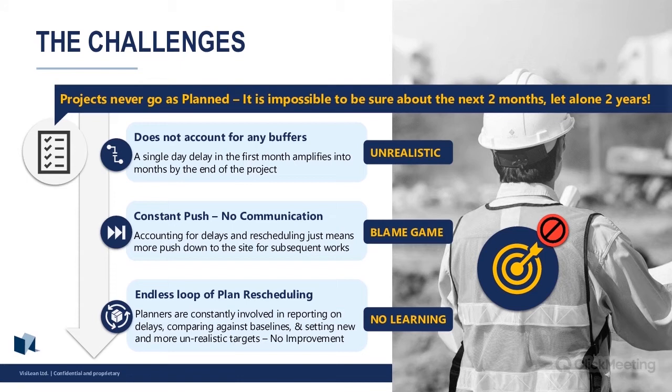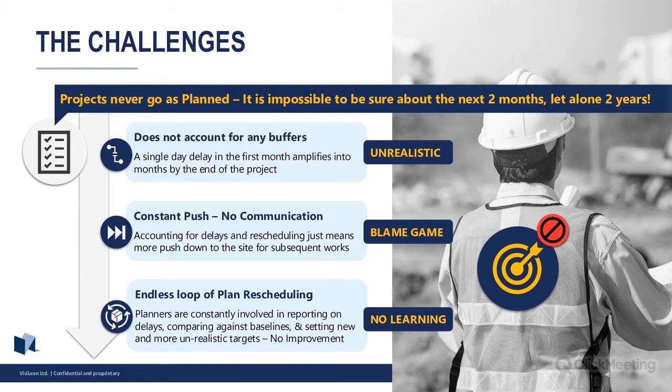So the challenges of the top-down approach. Whether you're doing a short-term look ahead or even longer, two years or something like that, there's a very unrealistic chance of executing that on time because most of that plan was done with little to no evidence. The top-down approach doesn't really account for any buffers. So even a small delay, like a day or a couple of days, can actually amplify and become a really big delay towards the end of the project.